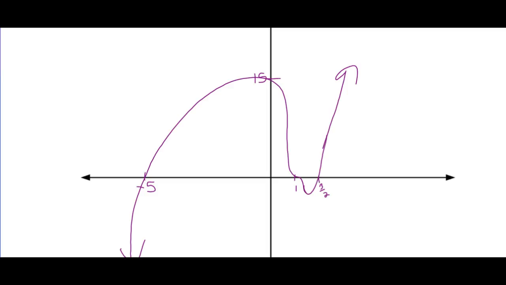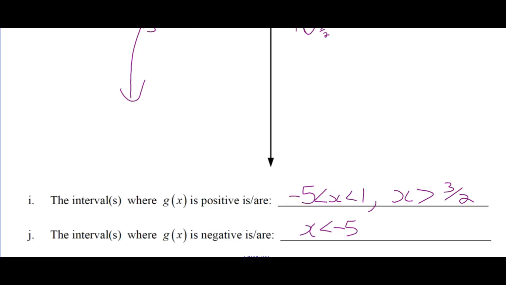Between 1 and 3/2, right? So 1 less than x less than 3/2. So it's negative anywhere below -5. Between -5 and 1, it's positive. Between 1 and 1.5, it's negative, and greater than 1.5, it's positive.